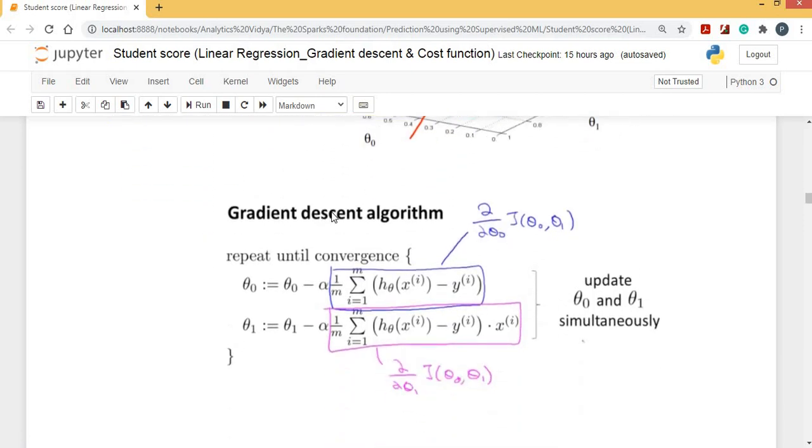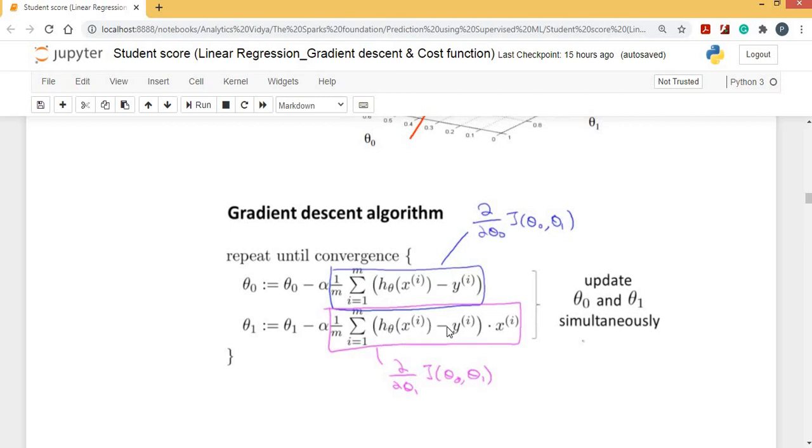As of now you can just remember the gradient descent algorithm. What they've done over here is y equal to mx plus b. In terms of gradient descent, m is called theta 1 and b is called theta 0. So over here, theta 1 we will use as the slope.